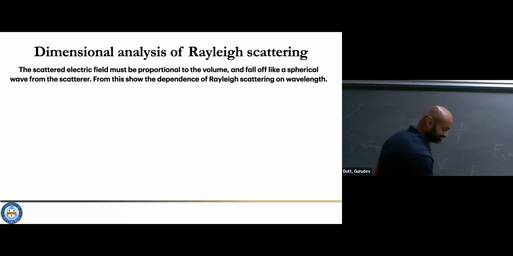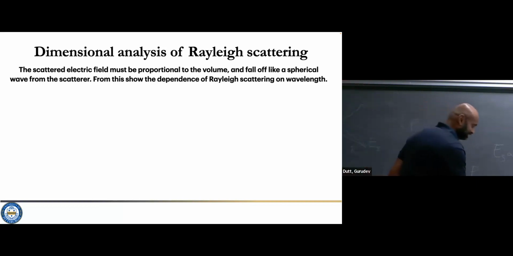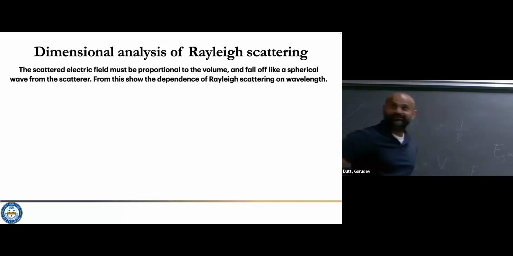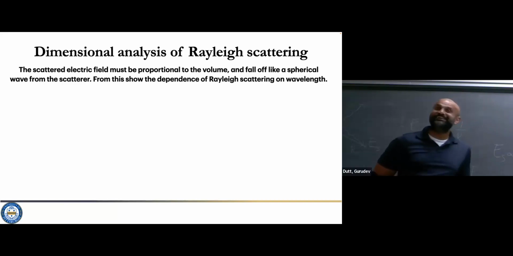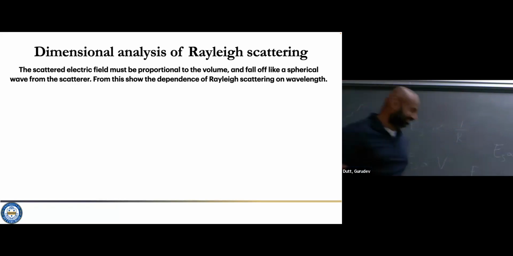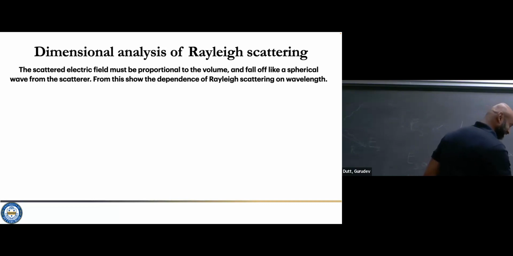So ES over EI, what's the dimension of that? Dimensionless. Exactly. Proportional to V over R. Is this dimensionless? This is dimensional analysis, right? What's the dimension on this side? R cubed. Volume is not R squared. You almost got me as well.